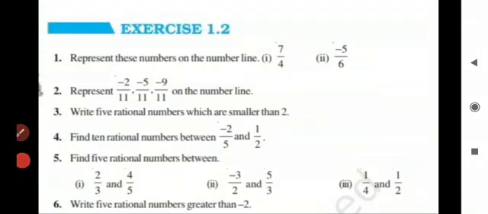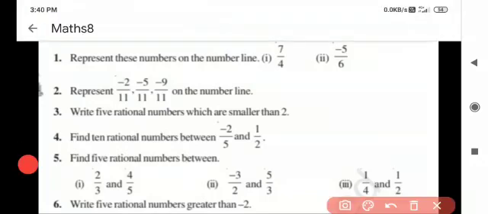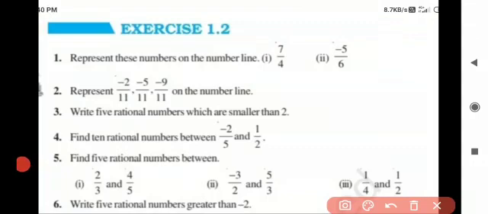Sum number 3. Write 5 rational numbers which are smaller than 2. So you want to write 5 rational numbers smaller than 2. What numbers are smaller than 2? So that is 1, 0, minus 1, minus 2, minus 3 and so on. You can write easily. Fourth sum is not homework.